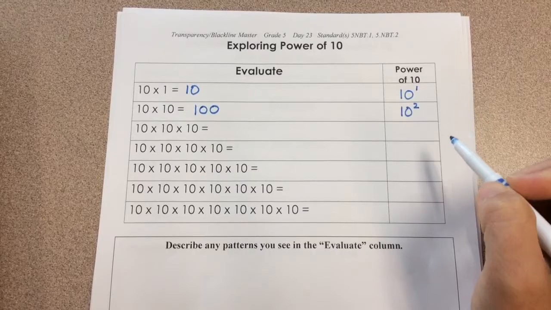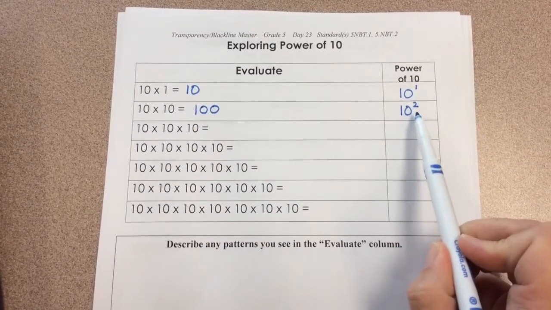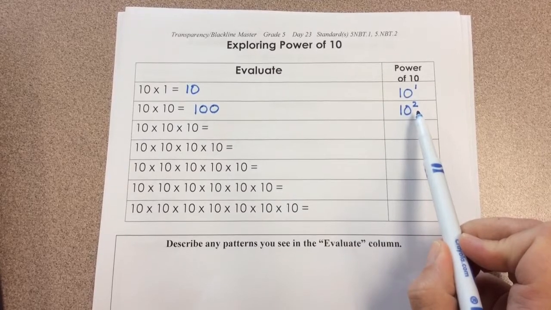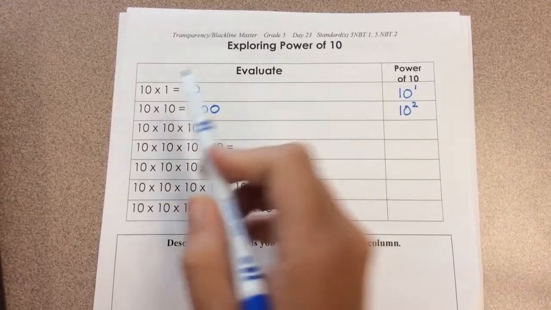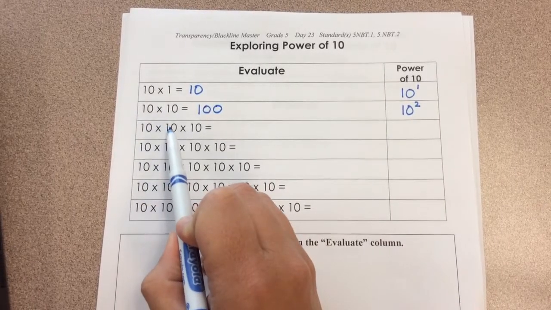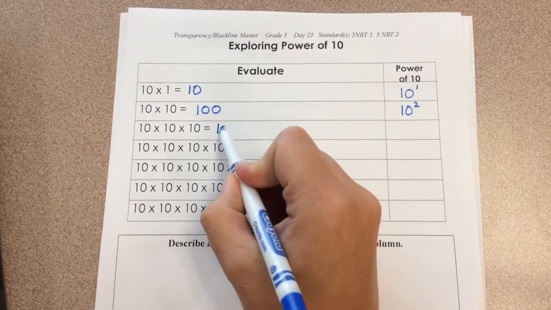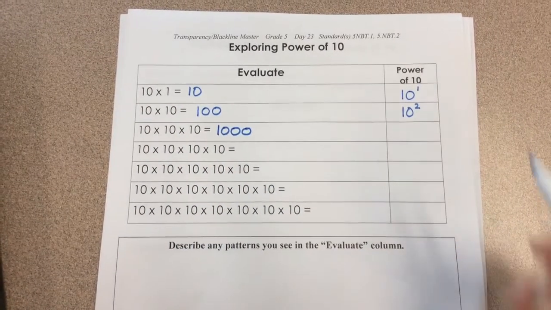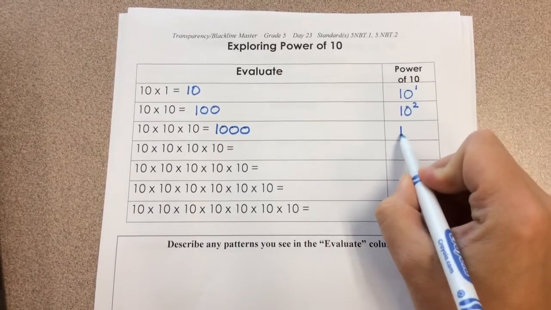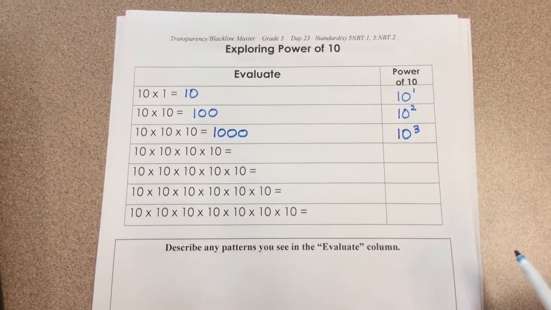So you're looking for patterns. 10 times 10 is 100. The way you write it in powers of 10 is this way. So let's see if you can figure out what the next one's going to be based on those patterns. 10 times 10 is 100, times 10 more happens to be 1,000. The power of 10 and the exponent should be 10 to the third power.